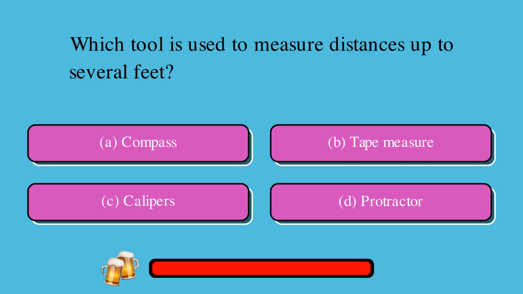Which tool is used to measure distances up to several feet? Is it A. Compass, or B. Tape measure, or C. Calipers, or D. Protractor? The correct answer is B. Tape measure.